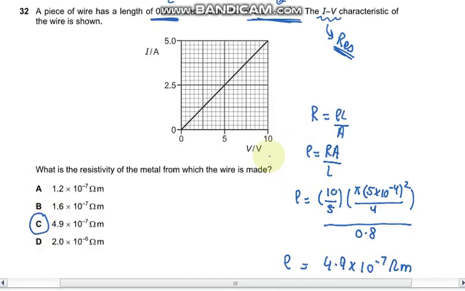So question number 32 talks about finding the resistivity. We are given the resistance from the graph and we can plug in the value of length, diameter and area. So that would give resistivity as C, 4.9 into 10 per meter.